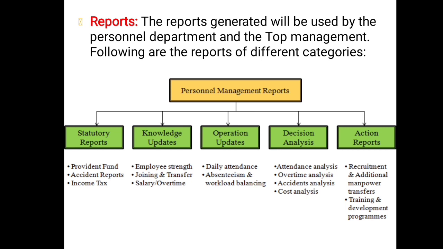Now, second is the knowledge update reports. These are the reports that are going to give you knowledge of a particular situation. For example, if I just want to know the strength of the employees in my organization, your MIS system can quickly provide you with results that will give you an idea about the actual strength of the employees of your organization. Similarly, if I want to see the joining of employees, or when a certain number of employees were transferred to a different location. Similarly, I can get knowledge of the salary structure of the employees of my organization. So all these reports will give you an idea about the current situation, right?